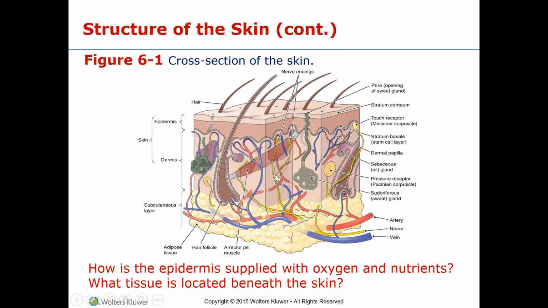You have arteries and veins. We also have some sebaceous glands, which are oil glands. We have some receptors there. There are these pressure receptors. There are also some touch receptors there as well. And then again, we do have these sweat glands. These green little things are the sweat glands, with pores that lead to the external portion of the skin.